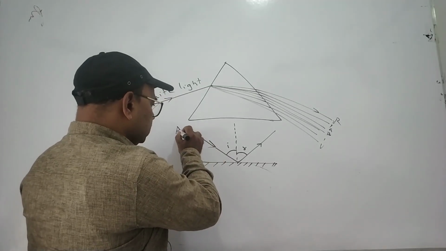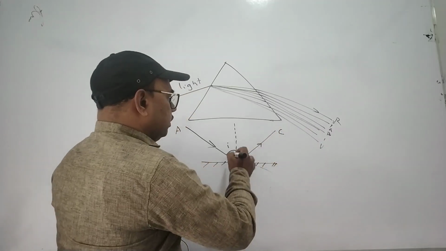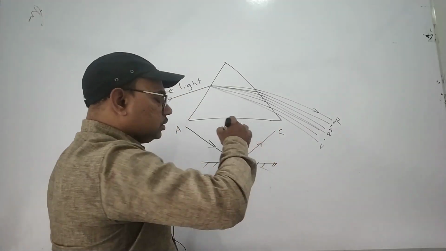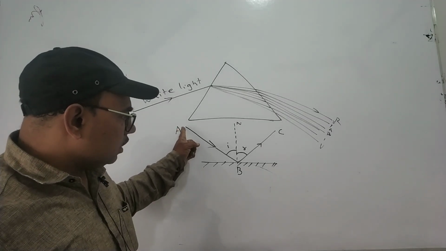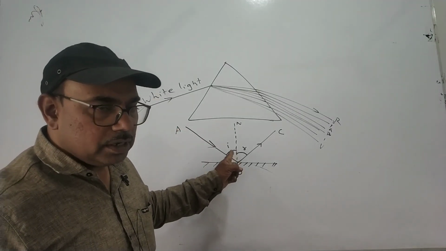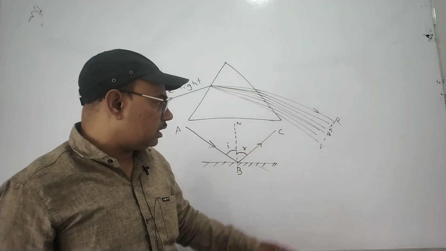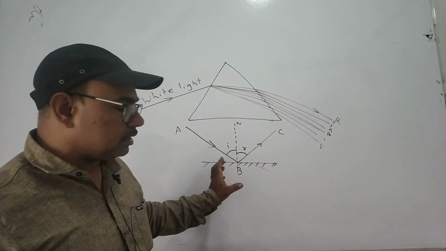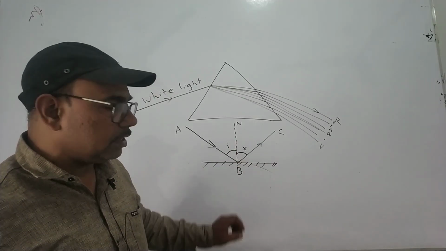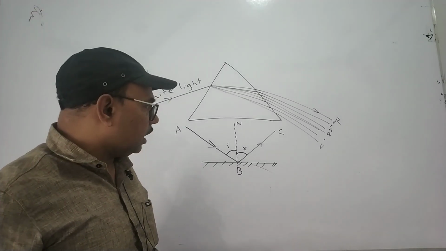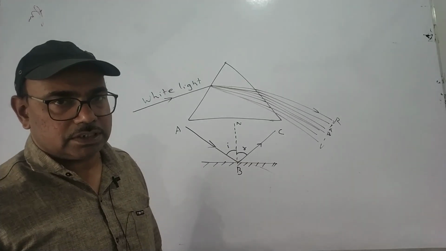Suppose AB is the incident ray, BC is the reflected ray, and BN is the normal. B is called the point of incidence. A ray of light strikes the point B, and from the point of incidence it reflects, and the reflected ray goes towards C. So AB is the incident ray and BC is the reflected ray. The angle made by the incident ray and normal is the angle of incidence I, and the angle made by the reflected ray and normal is the angle of reflection R.